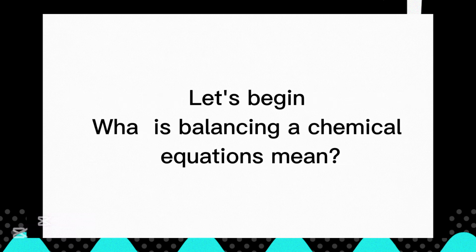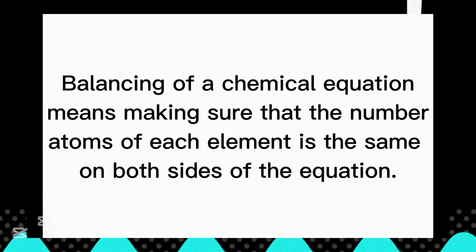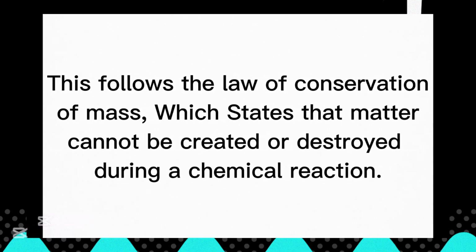Let's begin. What does balancing a chemical equation mean? Balancing a chemical equation means making sure that the number of atoms of each element is the same on both sides of the equation. This follows the law of conservation of mass, which states that matter cannot be created or destroyed during a chemical reaction.